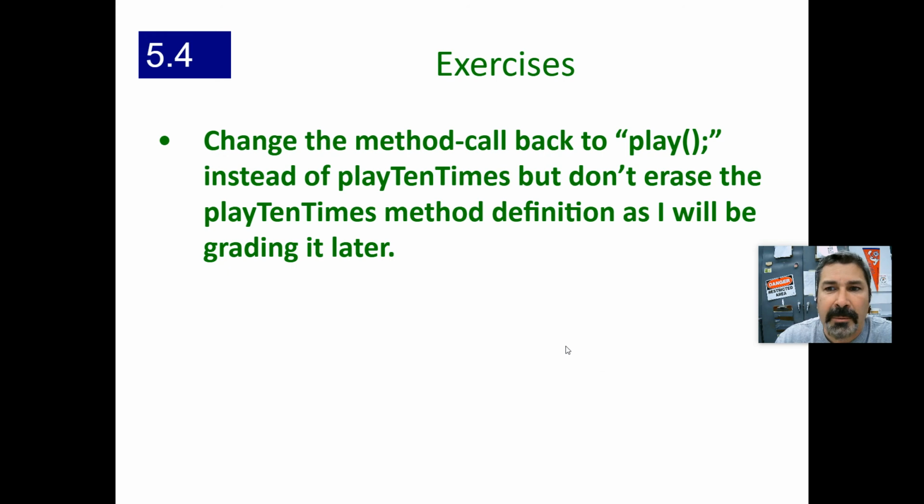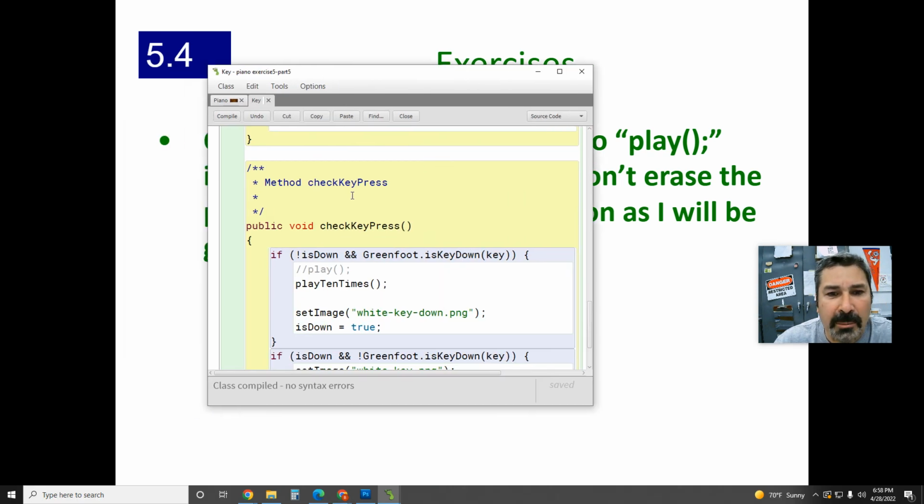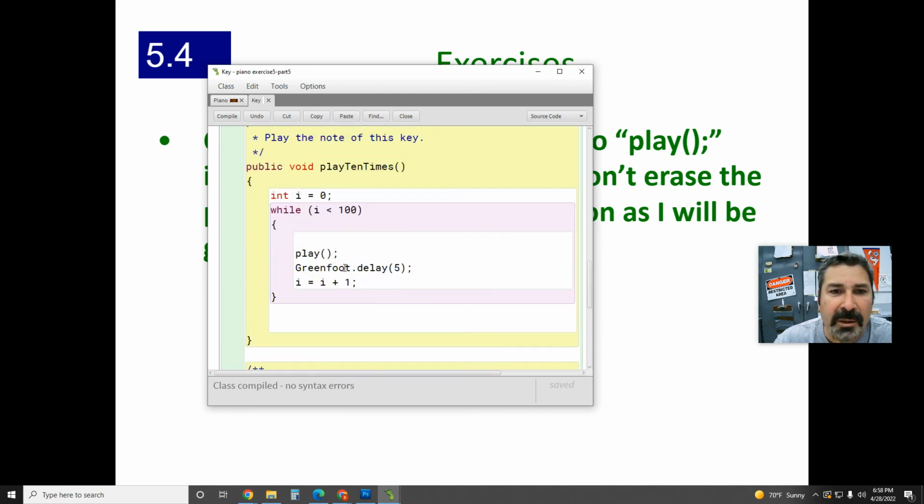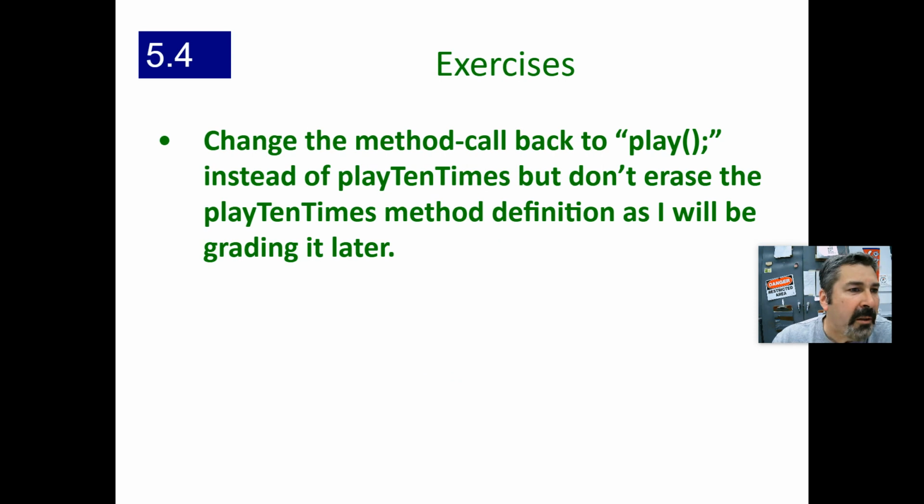All right, change the method call back to play instead of play 10 times, but don't erase it. So what we want to do is come back here, comment that out, and bring that back. Now it's back to just playing one time instead of 10, but we're not going to delete our method, play 10 times. Hopefully that was good practice on how to use a while loop, but now we're going to really use it.